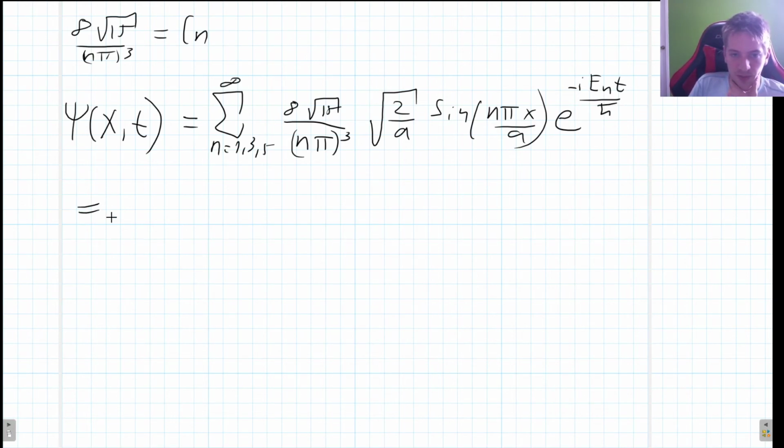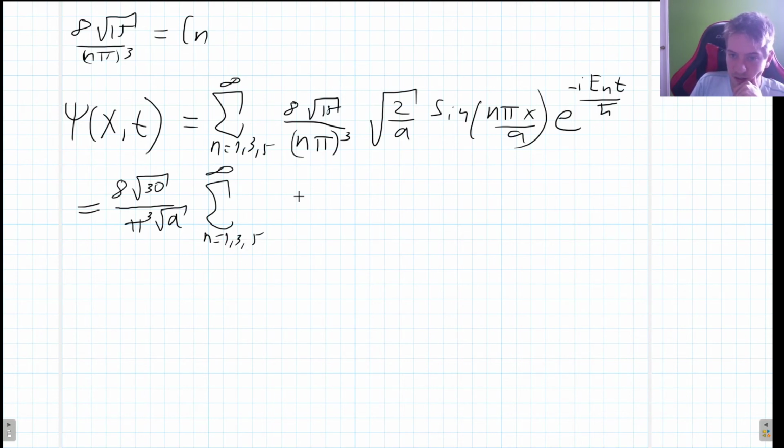Now we can do a few simplifications here. We can take all of these things that do not depend on n, and just take them outside. So we get 8 square root of 30 divided by pi cubed square root of a. You could also write this 8 as 2 cubed and put it together with a pi, but it's the same, doesn't really matter. The sum over n odd of 1 over n cubed times sine of n pi x over a, e to the minus i.